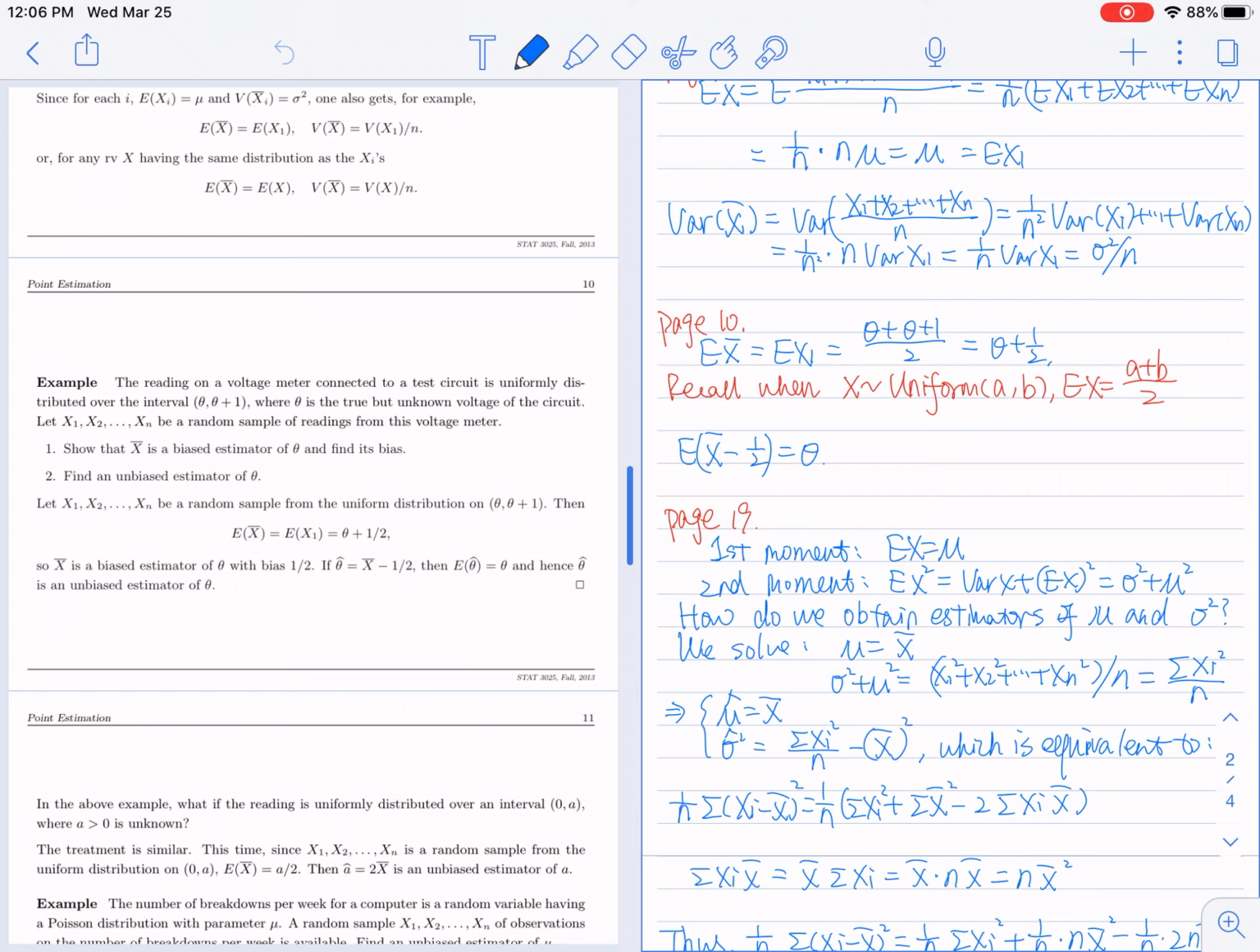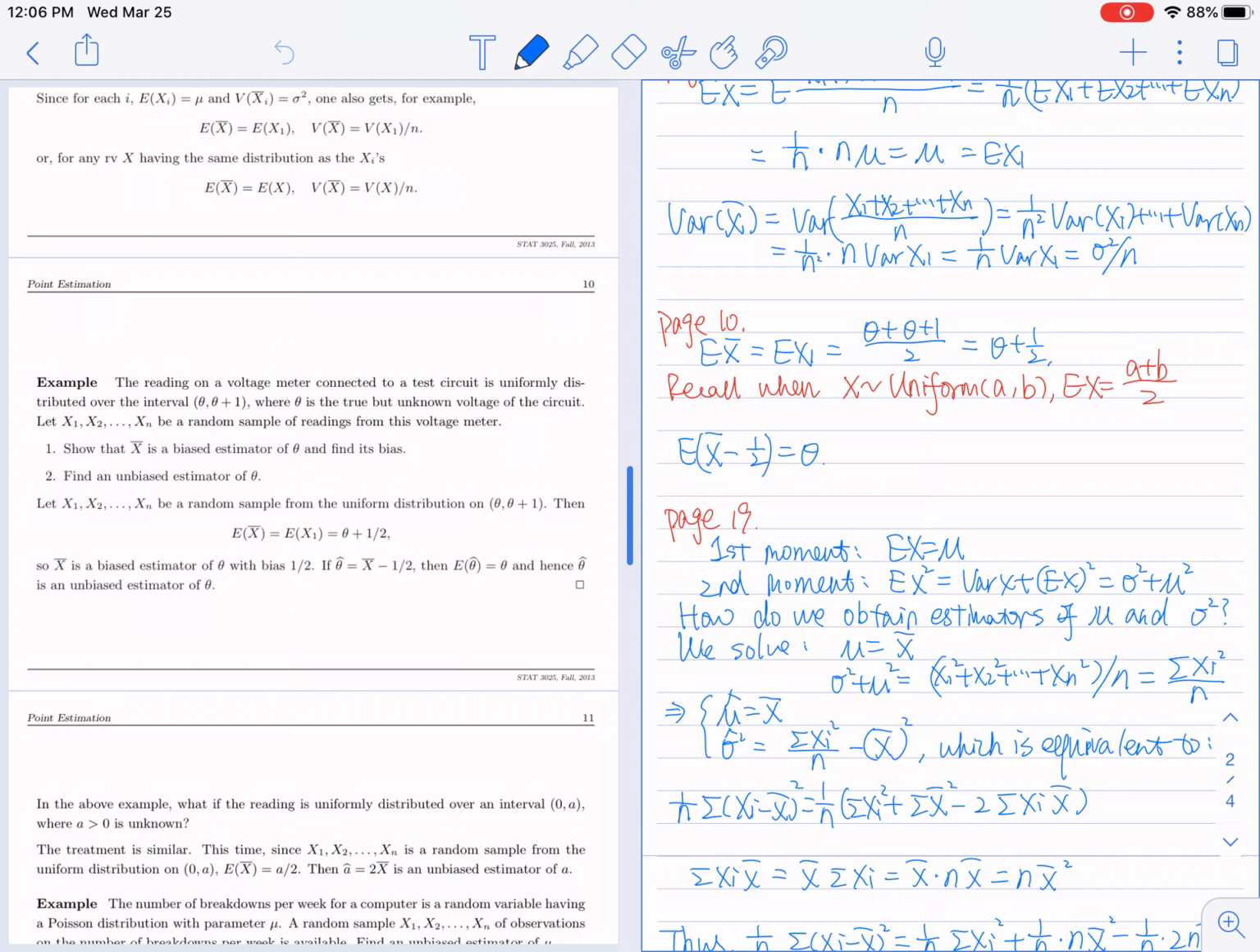However, in order to have an unbiased estimator, the expected value of x bar must be equal to theta. So this proves that x bar is a biased estimator, and the bias is just their difference, which is the expected value of x bar minus the parameter theta. So that gives us 1 over 2. So x bar is a biased estimator, and the bias is 1 over 2.